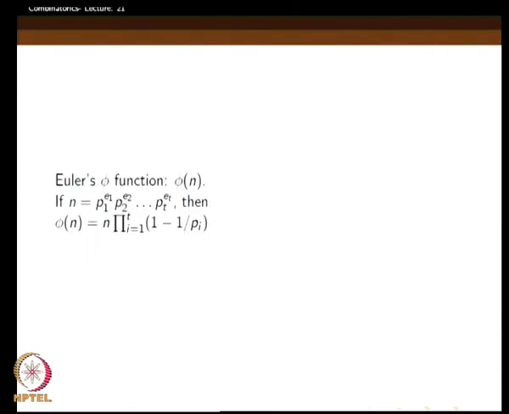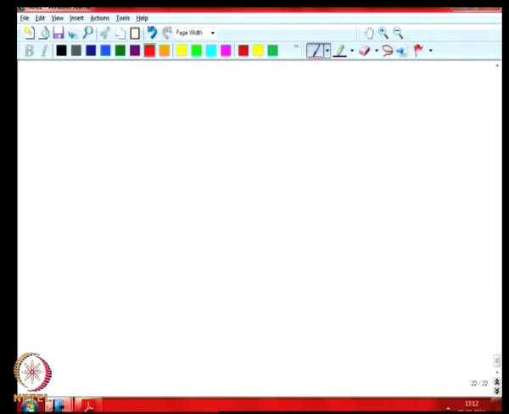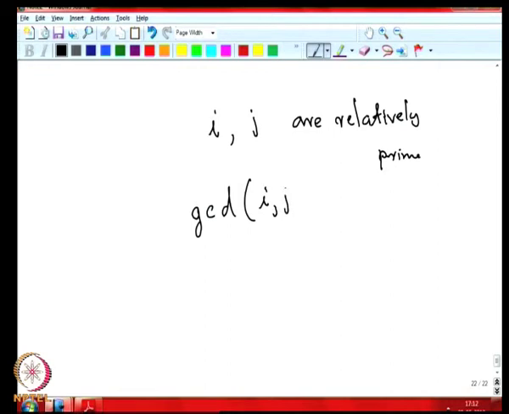So, this is also a very interesting and important question. There is something called Euler's phi function, right. What is Euler's phi function? We have to remember something from elementary number theory. One thing is the notion of relatively prime. When do we say two numbers i and j are relatively prime, or co-prime, to each other? That is when GCD of i comma j equal to 1.